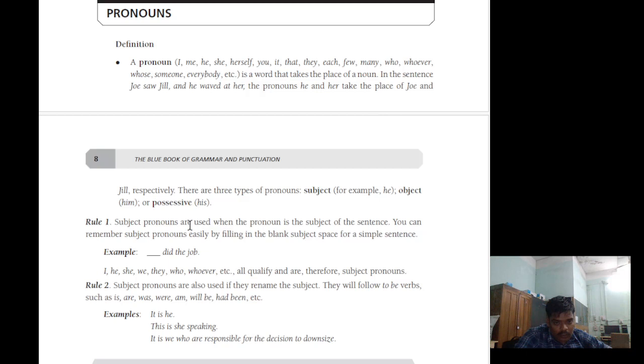Rule 1. Subject pronouns are used when the pronoun is the subject of the sentence. You can remember subject pronouns easily by filling in the blank subject space for a simple sentence. I, he, she, we, they, who, whoever, etc. all qualify and are therefore subject pronouns. Rule number 2. Subject pronouns are also used if they rename the subject. They will follow to be verbs such as is, are, was, were, am, will be, had been, etc.